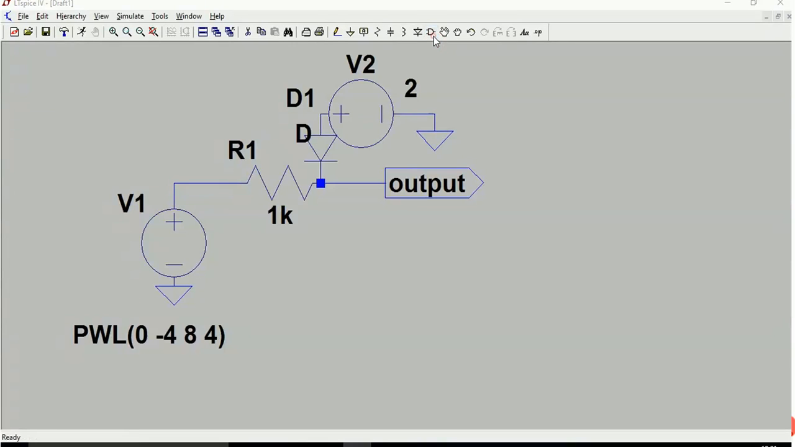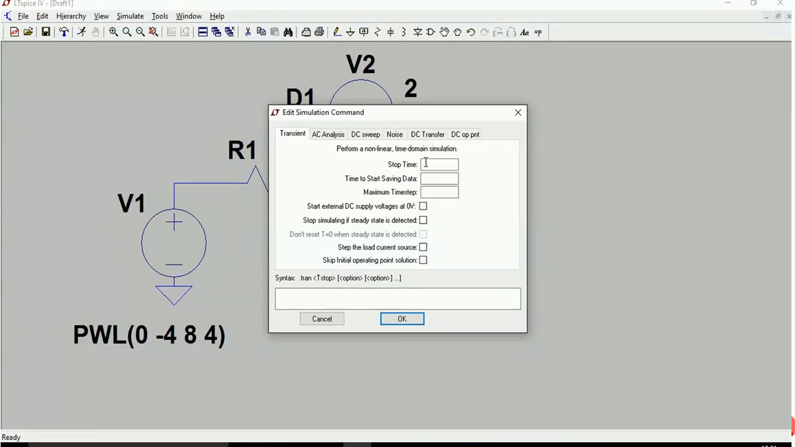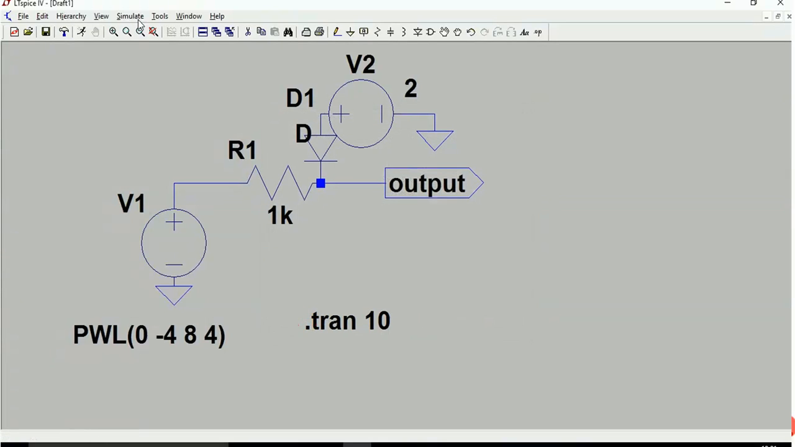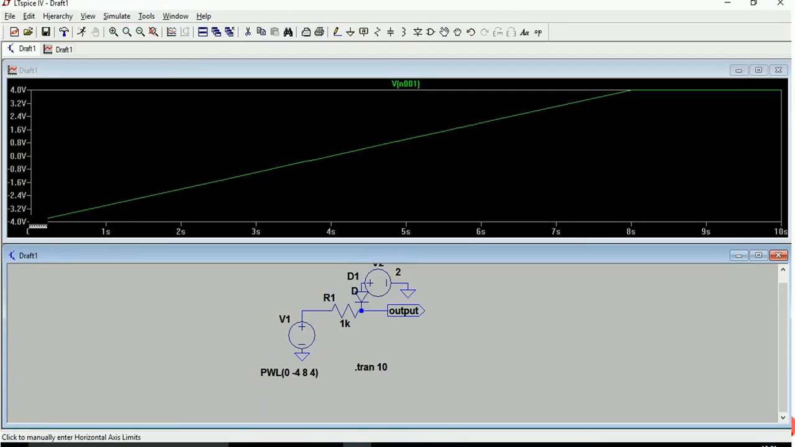Go to simulation and edit simulation command. You want the transient response, so the stop time is 8 second, because we took an 8 second input voltage waveform. With the delay, just take a stop time of 10 second. Okay, now you run it. So you can see how your input voltage waveform is, from minus 4 volt to 4 volt, linearly, understand?